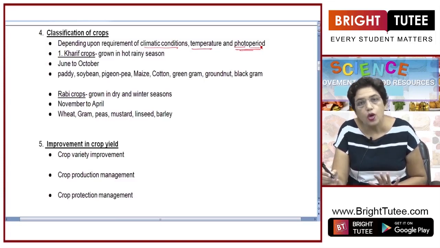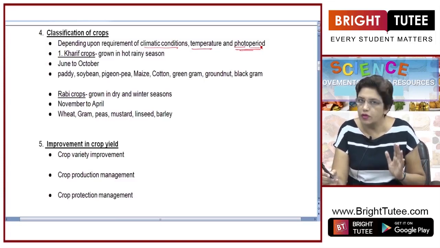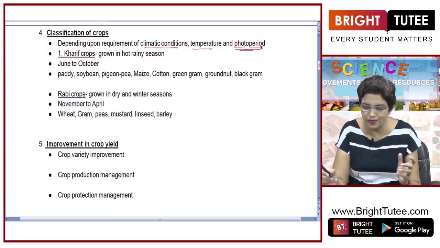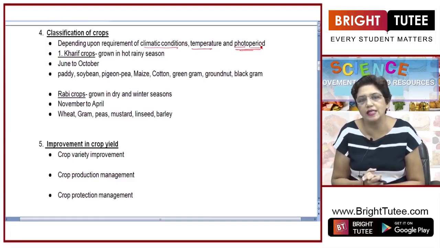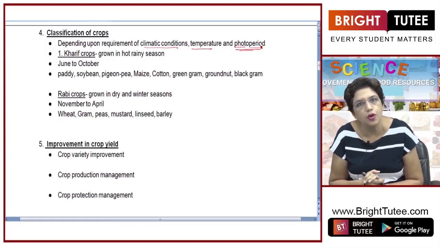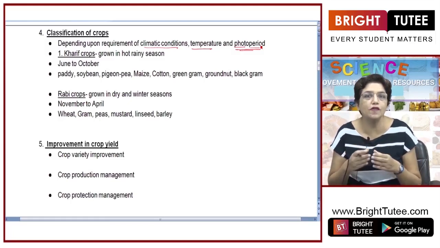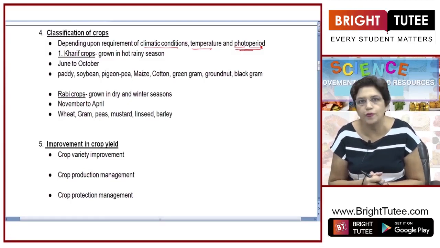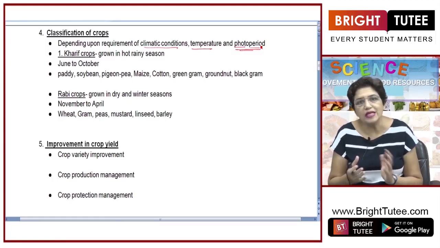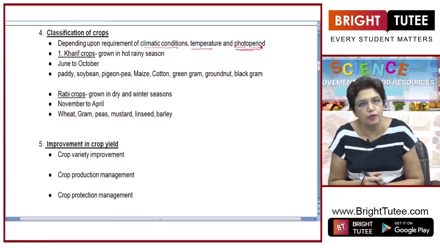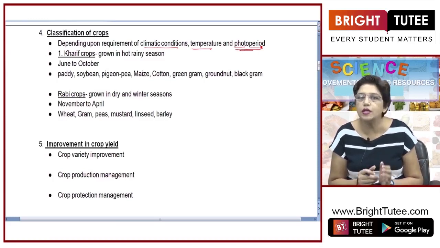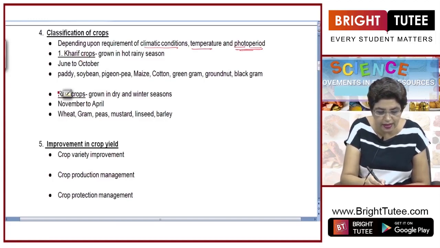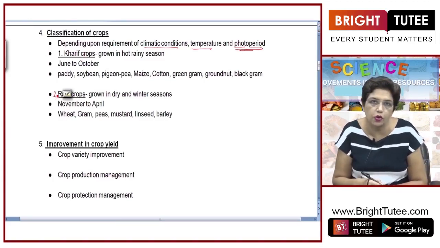All right. So each plant needs sunlight for sure, but what period of sunlight is required varies from plant to plant. So that duration of sunlight required by the plant for its growth is called photo period. These requirements are different for different types of crops. Based on this, crops can be divided into two categories: kharif crops and rabi crops.